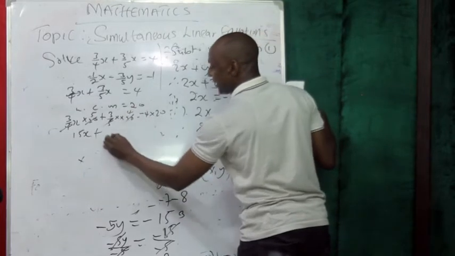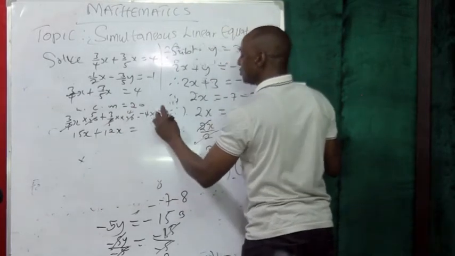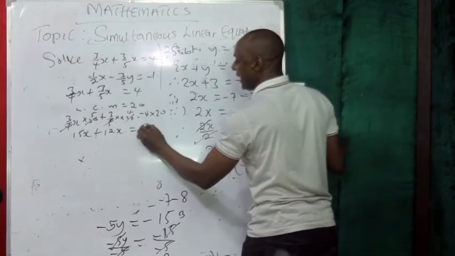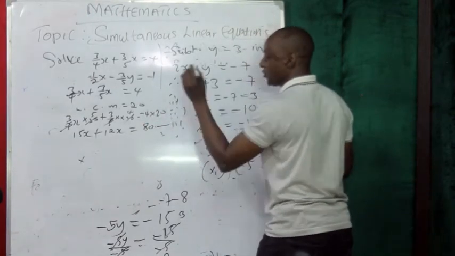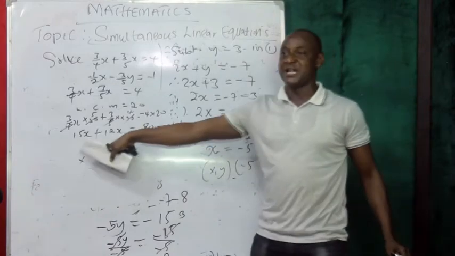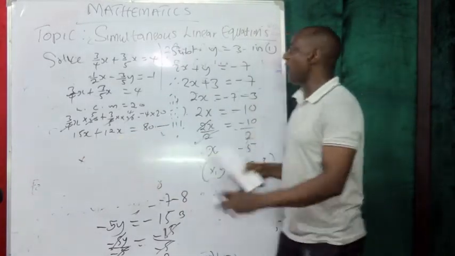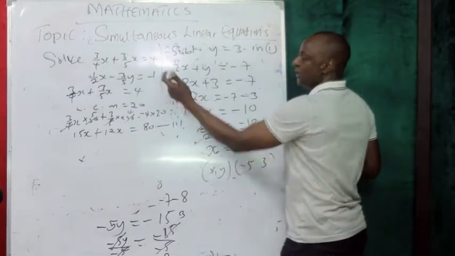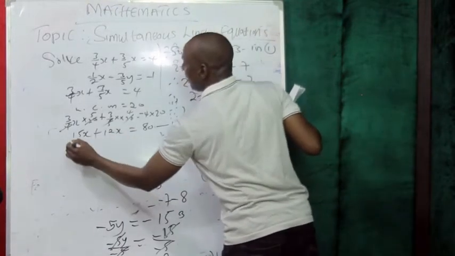4 multiplied by 3, that is 12x, equals 4 times 20, which gives you 80. So this stands as your equation 1. You can see that it has changed to linear now. The same thing you are going to do to equation 2.